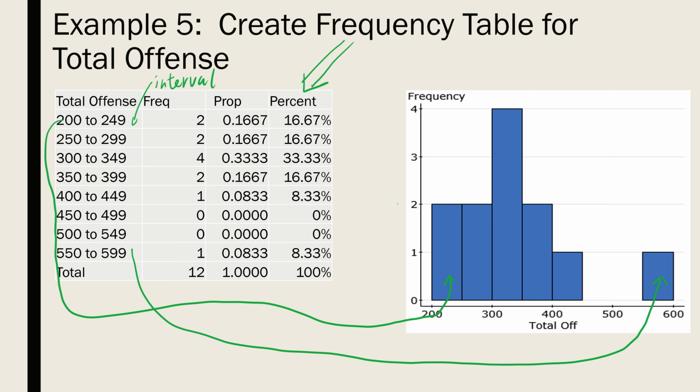For the first interval, the height should be 2. It is controlled by the number 2 here. And for the third interval, the height of this bar is 4. It is controlled by the number 4 here.